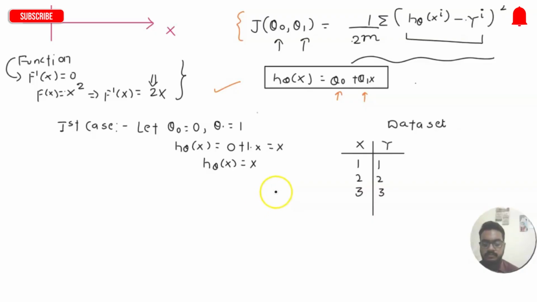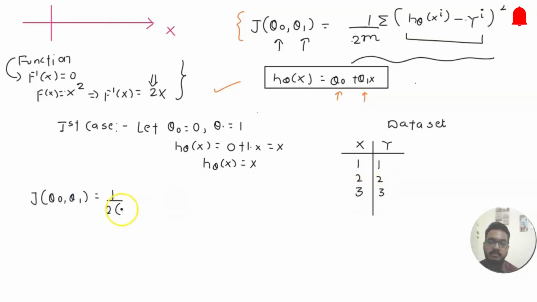Now, if we try to find out the value of J of theta naught and theta 1, let us see that. It will be 1 over 2m, where m is the number of data points. So, we have 3 data points, so we get m as 3. And then we have the summation of h theta of xi minus yi, squared. So here these are our yi values: y1, y2, y3.